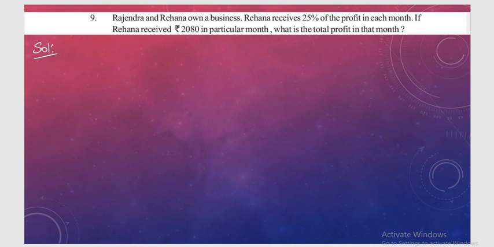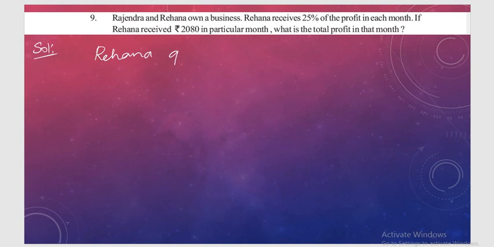Next, moving on to one more question of exercise 1. Rajendra and Rahana own a business. So there are two people who have their own business. Rahana receives 25% profit in each month. If Rahana received 2080 rupees in a particular month, what is the total profit in that month? Right?